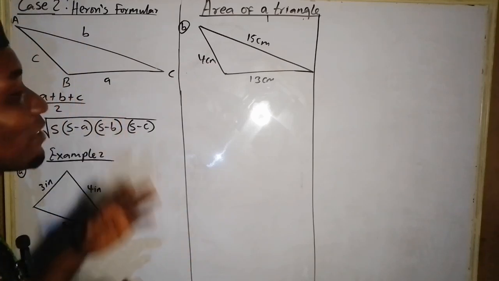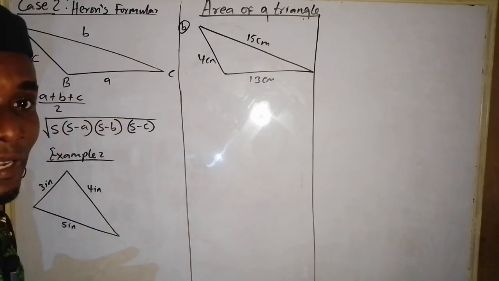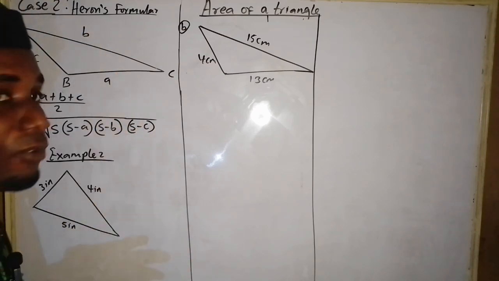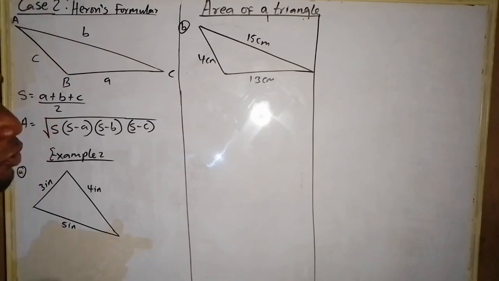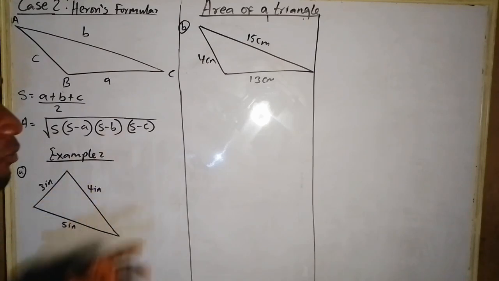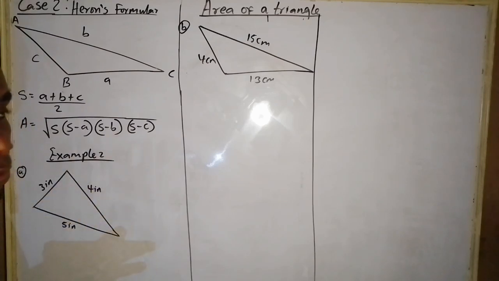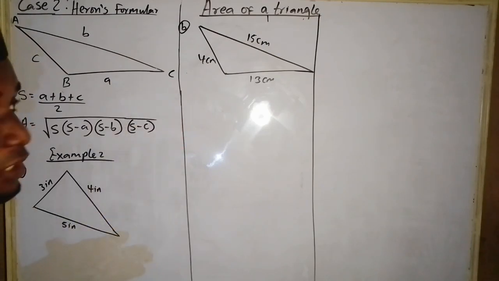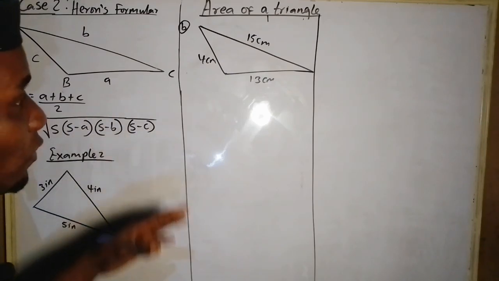Alright, the second case of how to find the area of a triangle is the one that involves Heron's formula. So for Heron's formula, we find the area of the triangle. In this case, the values of all the sides will be given to us. Now, how are we going to figure out the base and the height of this particular shape? All we need to do is to apply our Heron's formula.